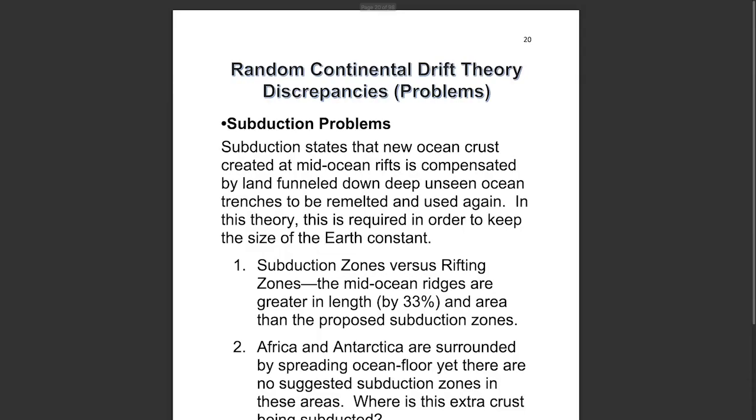Very, very important to understand. So the random continental drift theory, discrepancies and problems, I mentioned a few. Let's go through the details. Subduction problems, as previously mentioned.